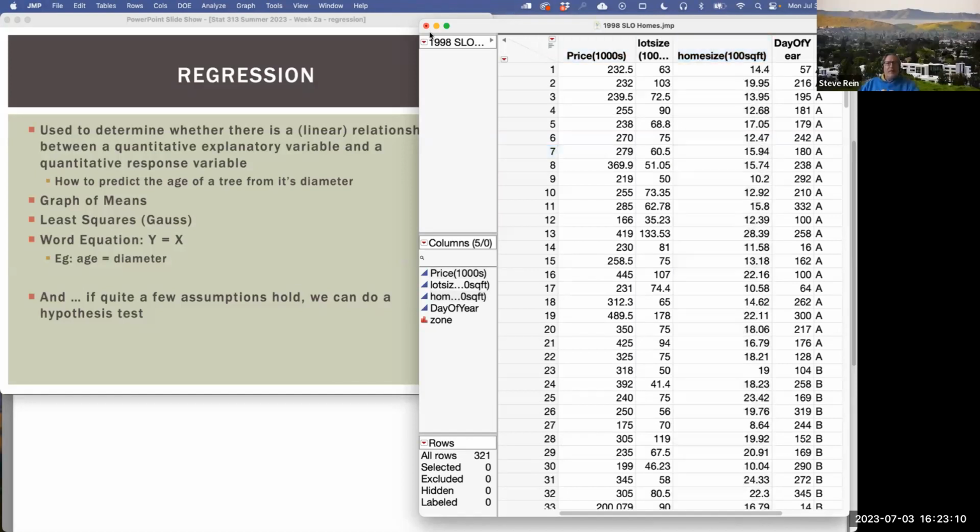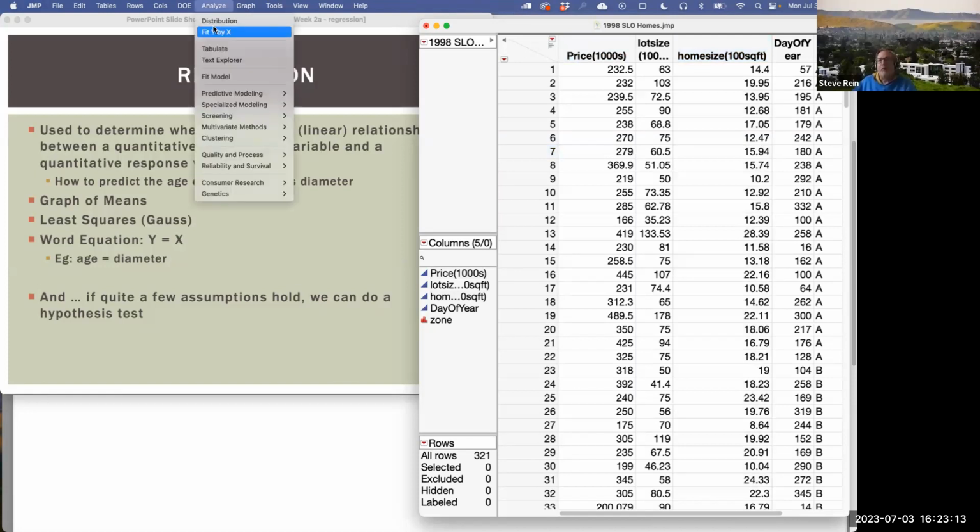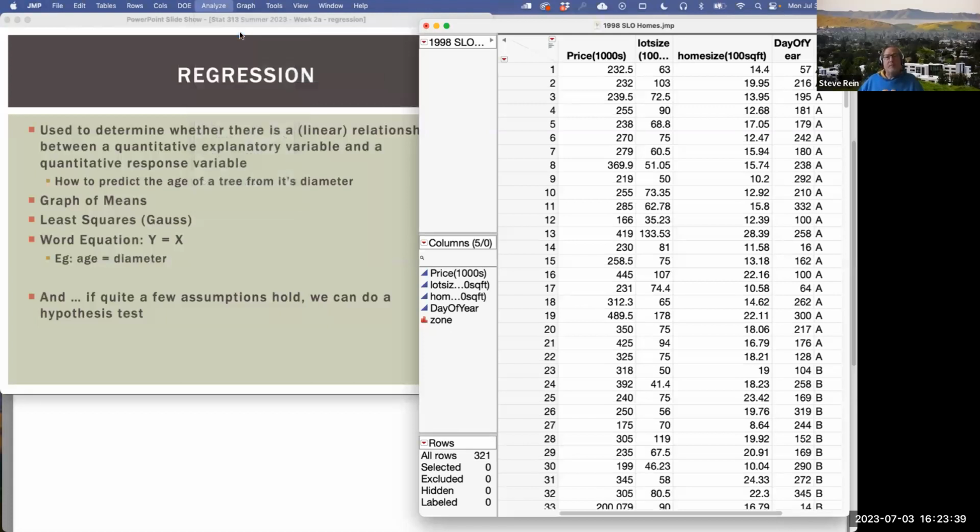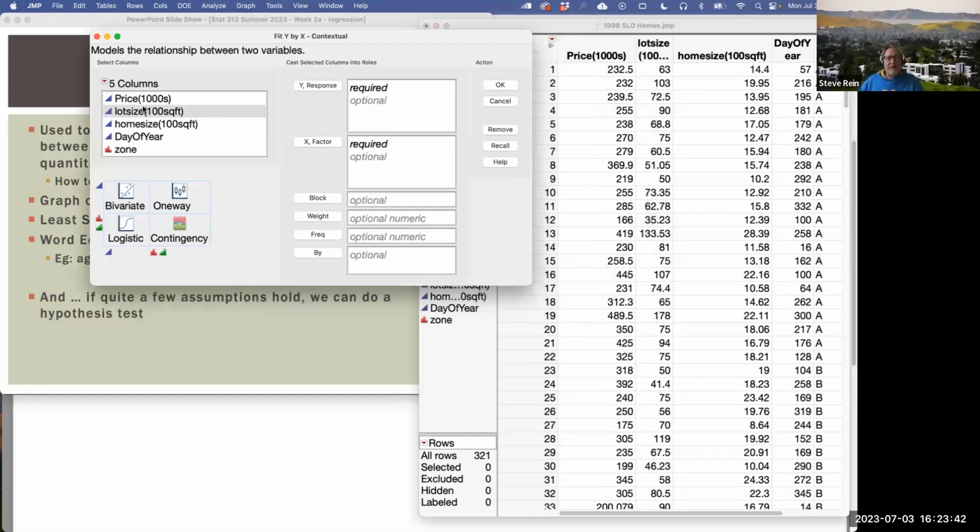And as we've found this term, Analyze, Fit Y by X really does everything we need until Wednesday. But Wednesday, we're going to switch over to Analyze, Fit Model, and everything's going to work just like before. It'll look a little bit different, but everything we've already done will work just fine with Fit Model, and we'll be able to do a whole lot more things. But for now, Fit Y by X seems to still work, so let's go with it. So a question that makes sense to me is, does the price of a home depend on the size of the home? Or perhaps, how does the price of the home depend upon the size of the home?